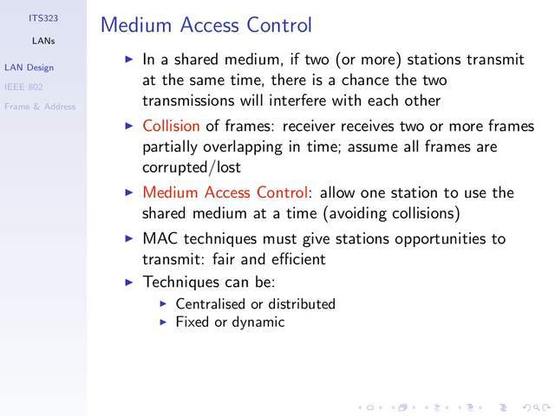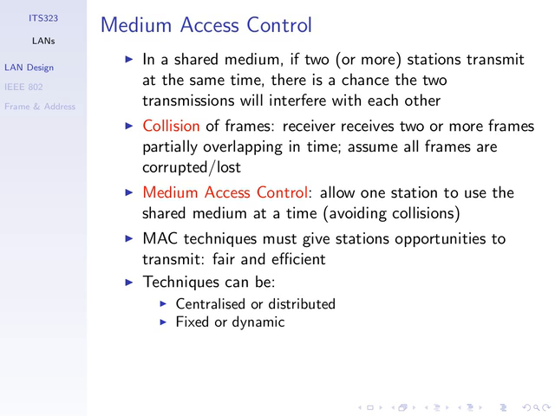So when we have computers, we need to program them with a set of rules such that only one will transmit at a time. We can have centralized or distributed control over telling the stations when to transmit. Either we have a special node that tells the stations when to transmit, or the nodes work it out between themselves in a distributed manner. And we can have fixed or dynamic allocation of transmission.